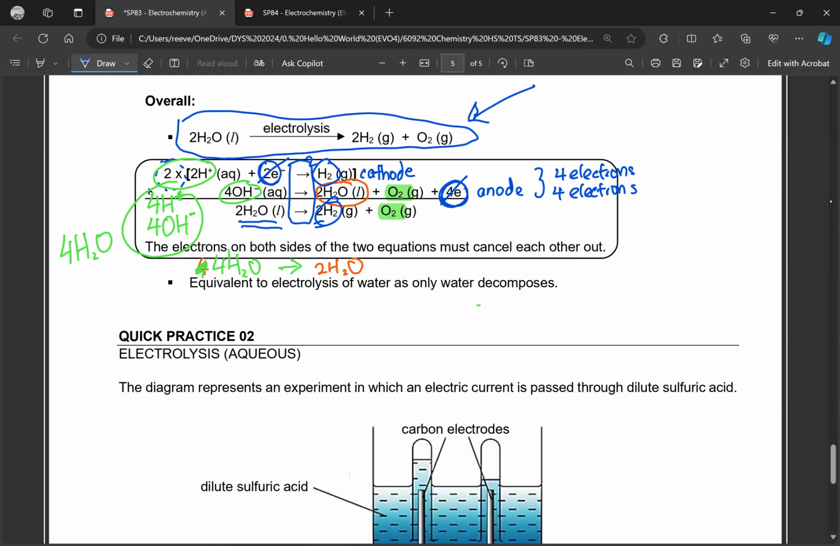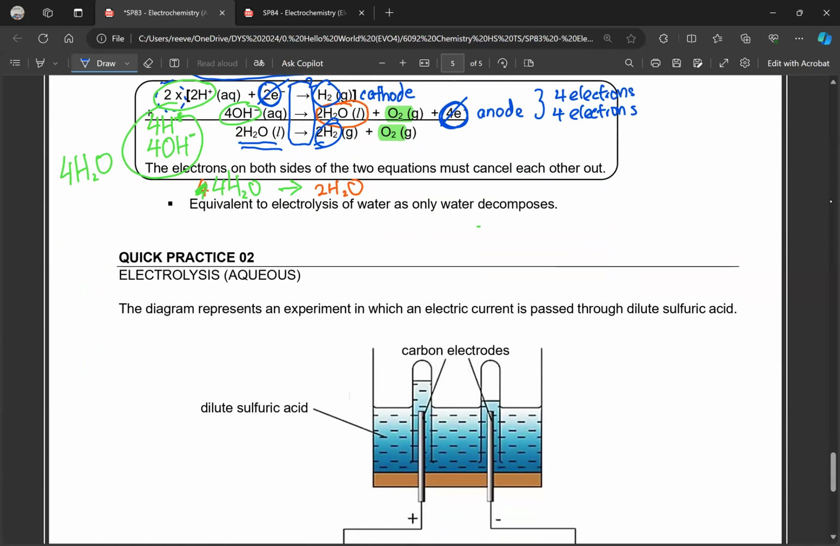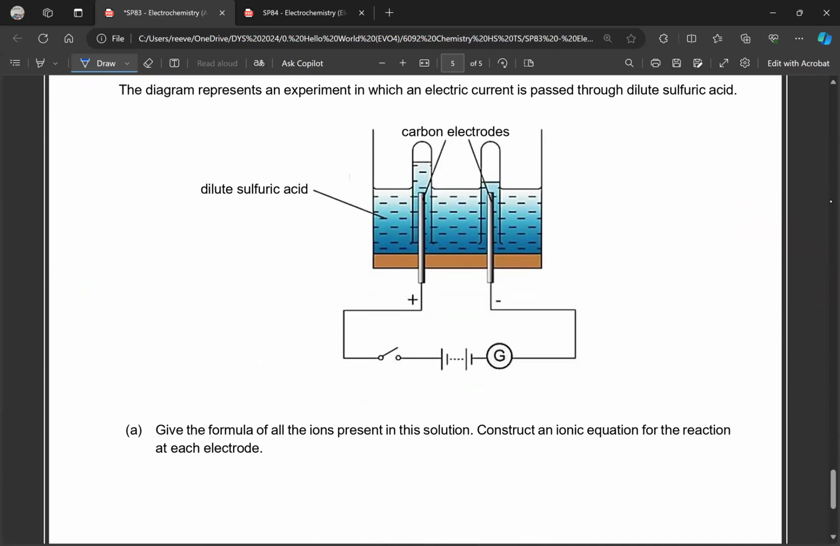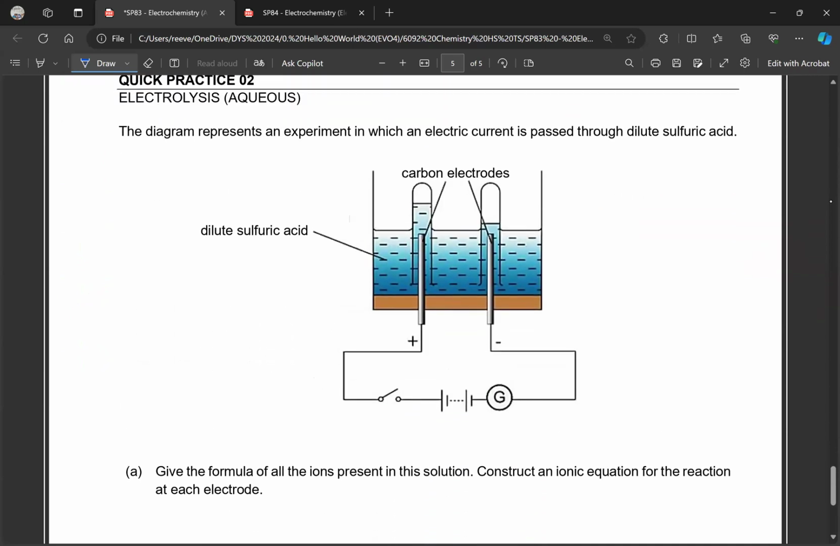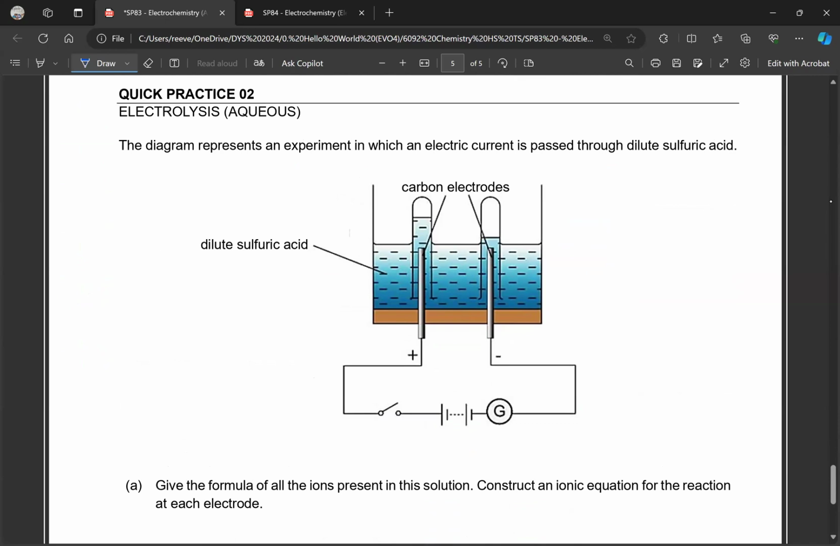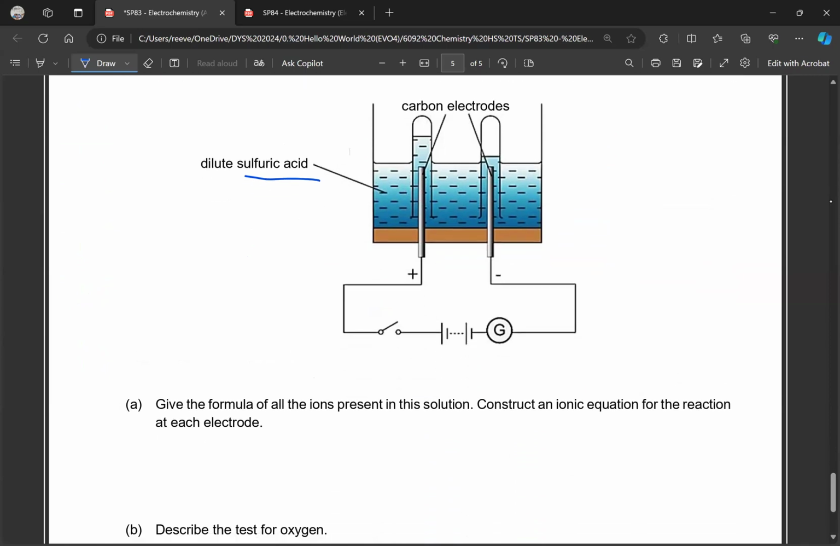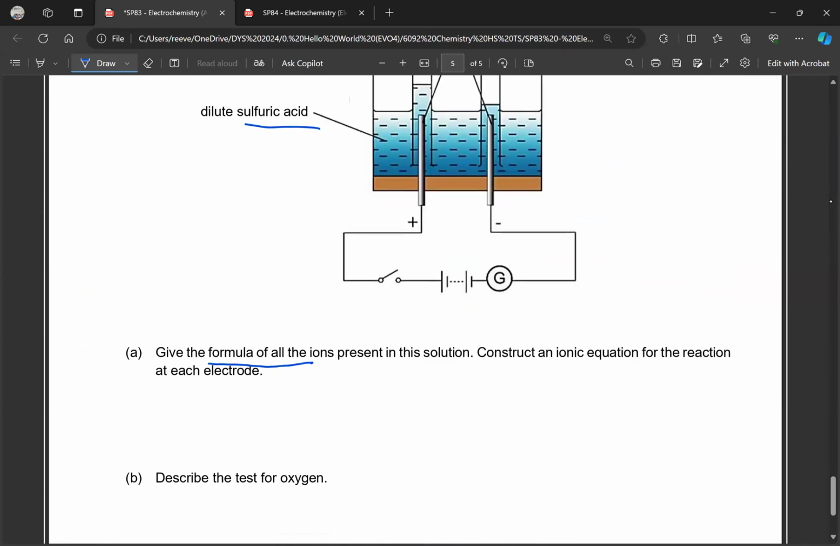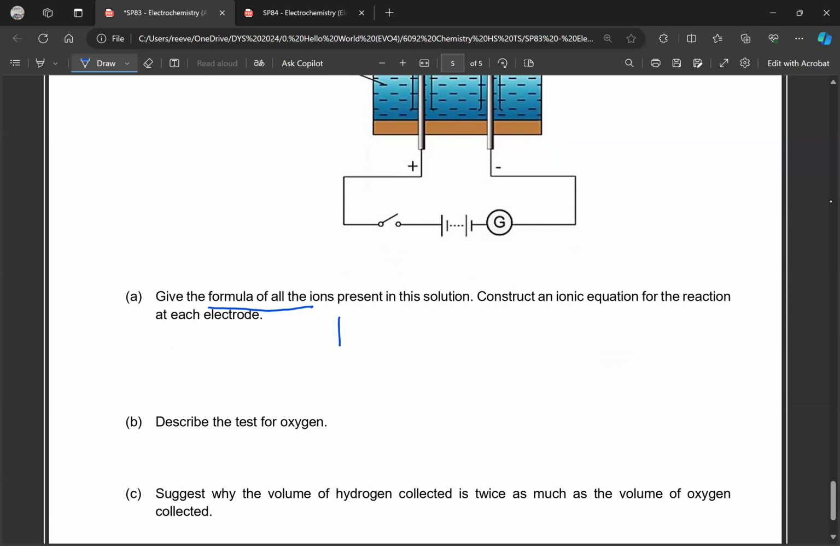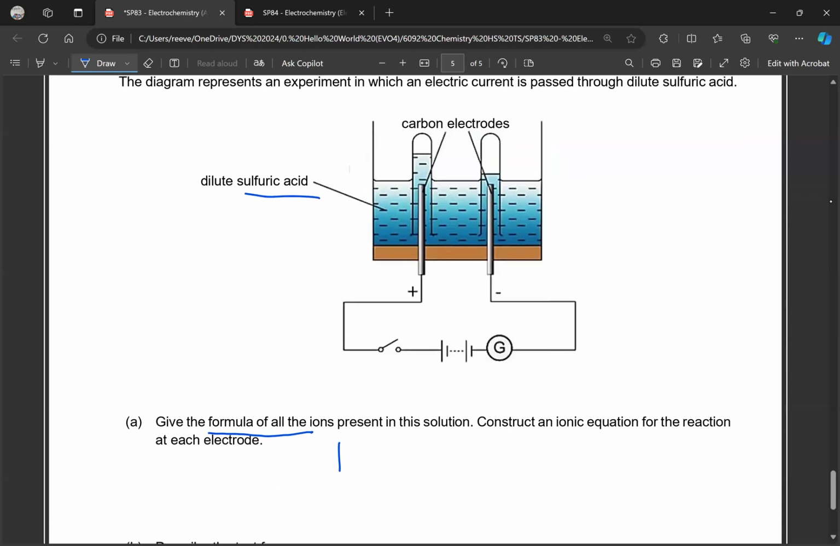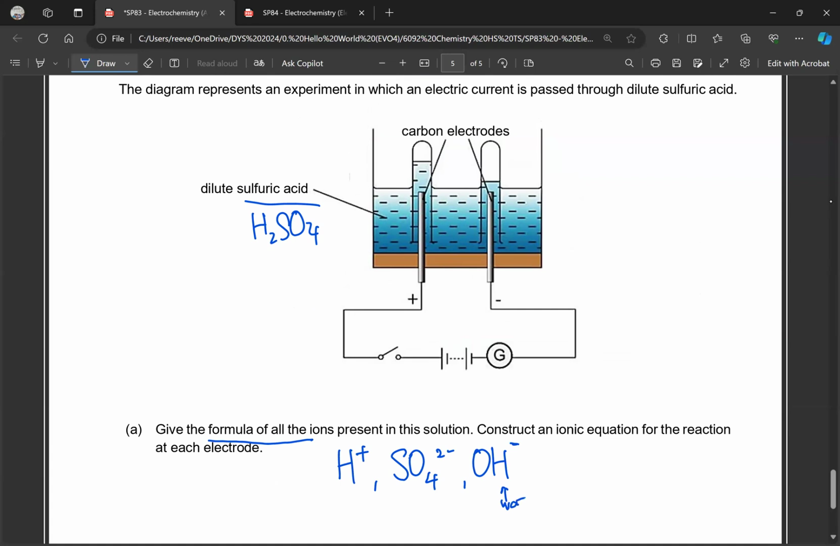Any question? No means okay. This I believe is the last question for the day. It's the same thing, sulfuric acid again. For sulfuric acid, you just give the formula of all the ions, not the name. This is sulfuric acid, H2SO4. So I have H+, I have SO4 2-, and I have OH-. The OH- is from the water.